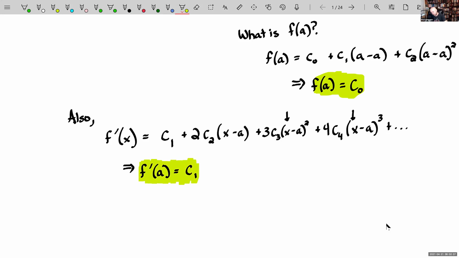Now, if you were to stop here, you might think, hey, all those coefficients, they're just the derivative of f evaluated at the center. It's either f evaluated at the center, the first derivative of f evaluated at the center, maybe the second derivative of f evaluated at the center, and so on and so forth. But that is actually not true.